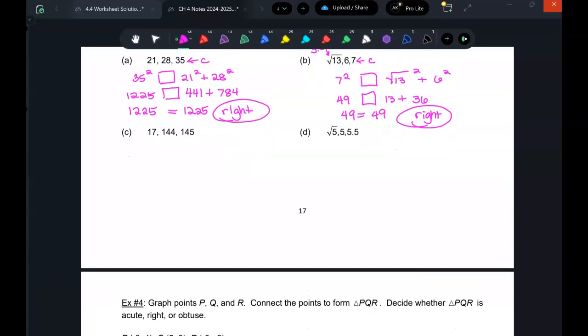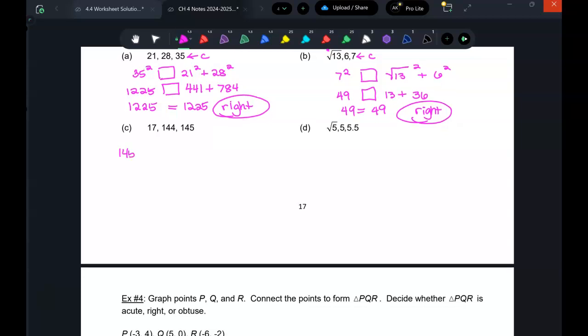Okay, 2 more of these. We're going to skip example 4 and just do a couple. Obviously the biggest one here is 145. Big numbers here, but that's okay. That's why you need to have the calculator. 17 squared plus 144 squared. Horrible big numbers. 21,025. It's the exact same thing.